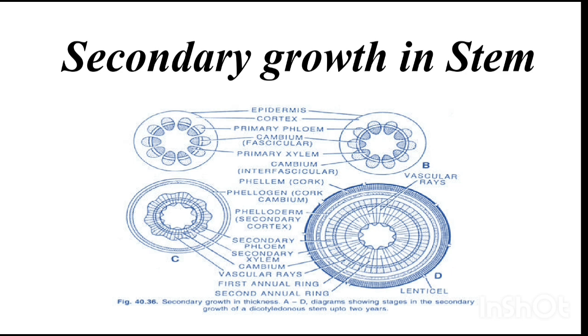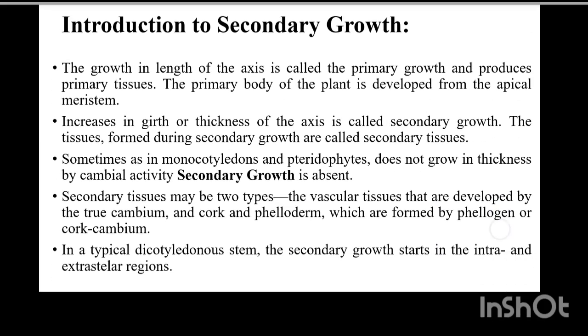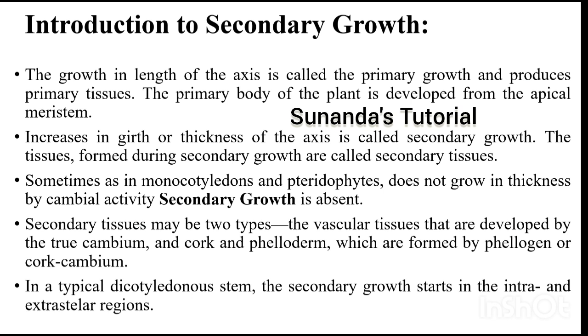In this video we will discuss secondary growth in stem. At first, the growth in length of the axis of the plant is called primary growth. By primary growth the plant increases in length and produces the primary tissue. This primary body of the plant is developed by apical meristem: shoot apical meristem and root apical meristem.